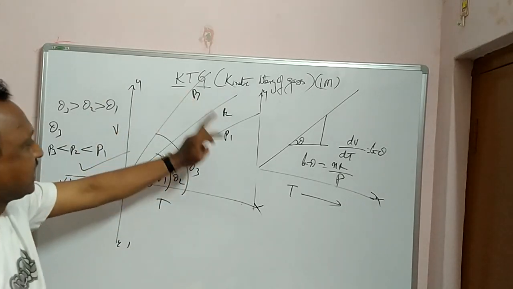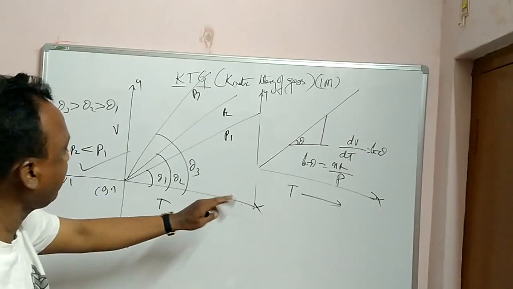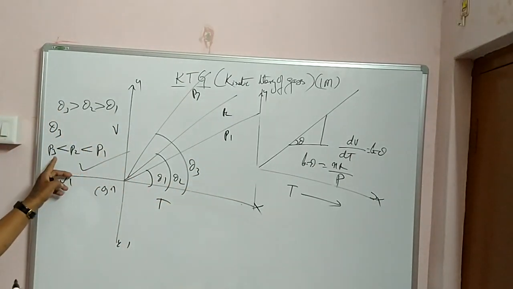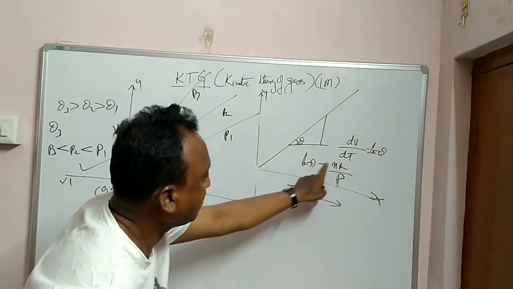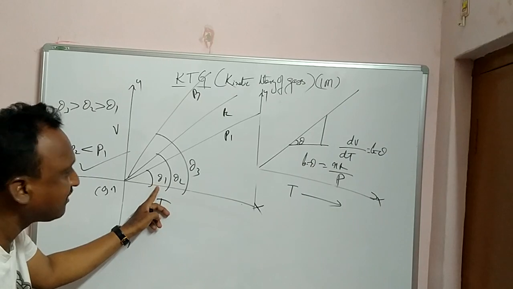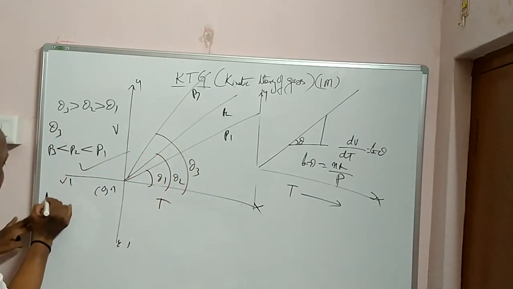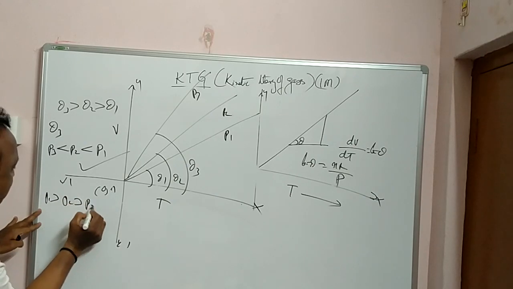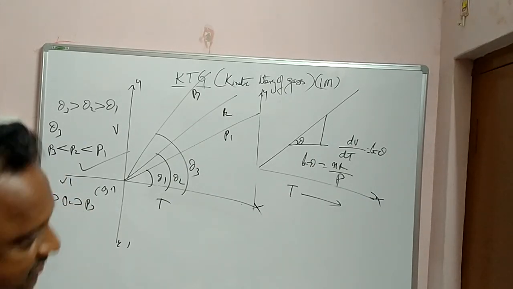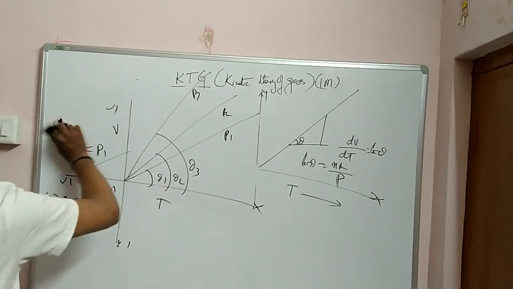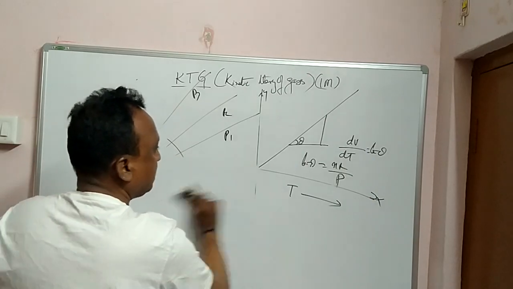So three graphs are given, P1, P2, P3, volume versus temperature in Charles' law. Whose pressure is more? Whose angle is less, the pressure will be more. Here P1's angle, theta 1, is less, so it has more pressure. So P1 greater than P2 greater than P3, or P3 less than P2 less than P1. This is how you have to answer questions from graphs in MCET or NEET examinations. Okay, clear all of you?